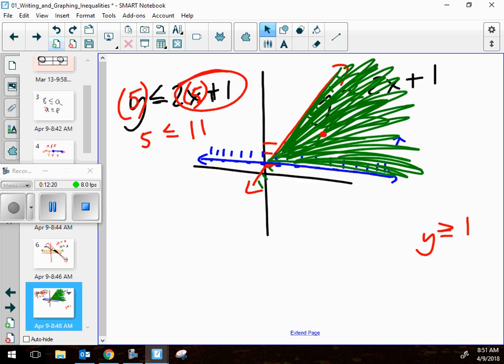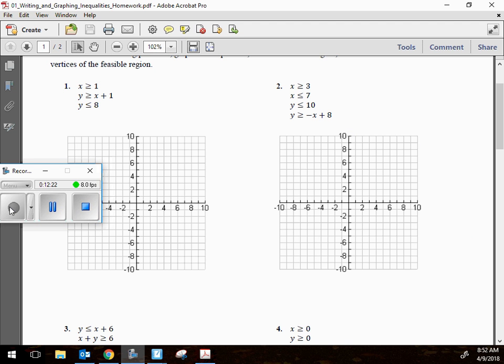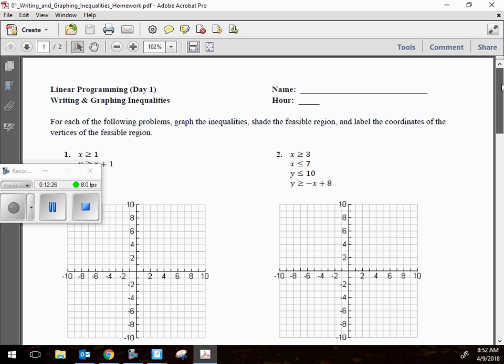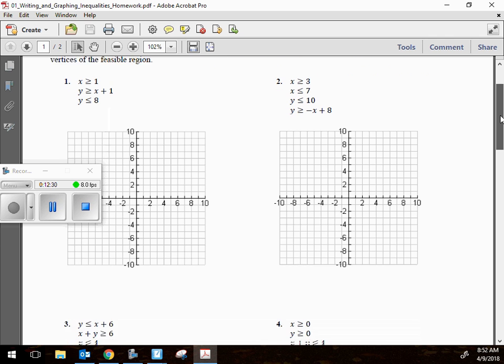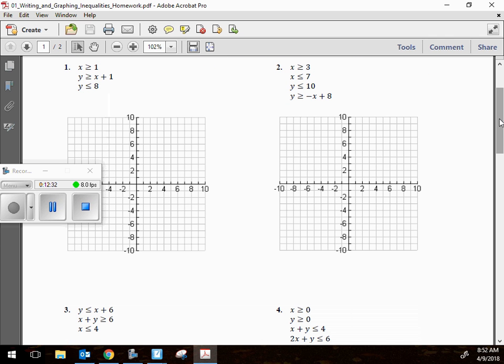So what's your homework? I'll find it with you. Here's our worksheet. I'll scroll up to the top of it so you can see the name of it: Linear Programming Day 1. And we're going to do the evens. So number 2. X is greater than or equal to 3. Well, here's where 3 is. And that's the line x equals 3. You've got to get used to which way is which. That's an x equals line. And now it's greater than, so I just shade a little bit to the right of it.